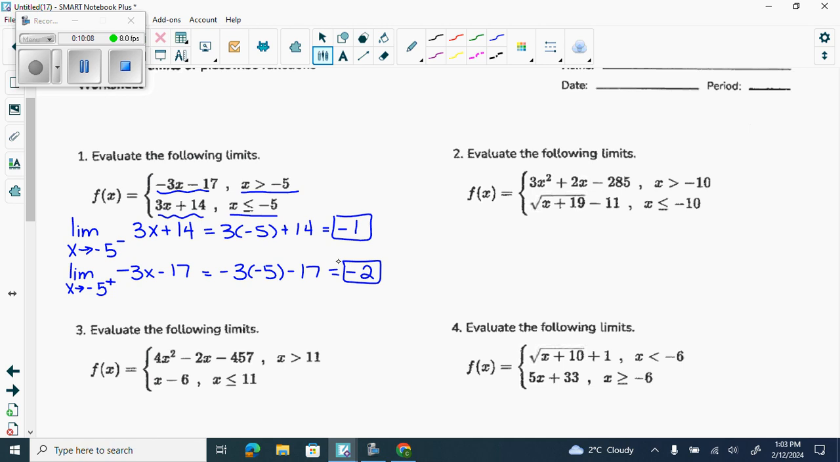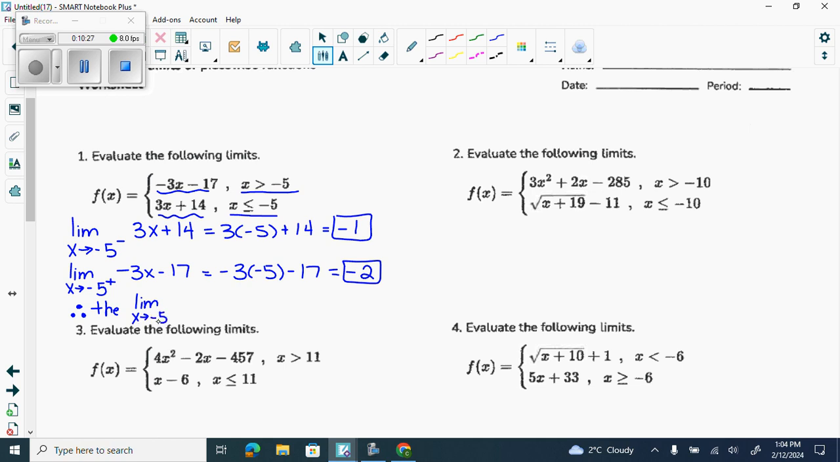From the left, it's a closed dot at -1. From the right, it's an open dot. There's a gap. So does the limit exist? No. So you're going to say this. Therefore, the 3 dots, you do a 3-dot triangle. That means therefore, the limit as x approaches -5.